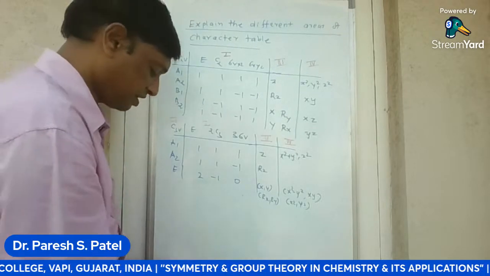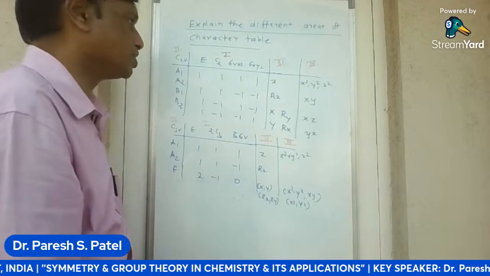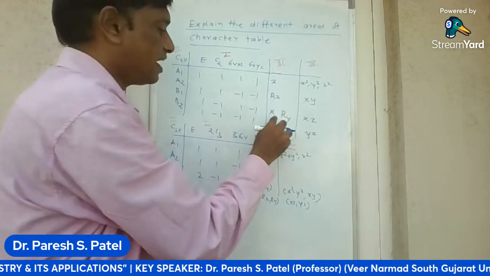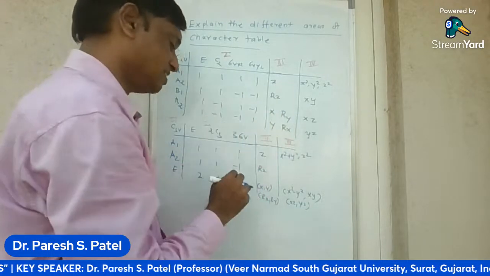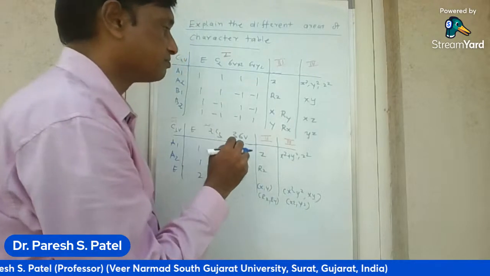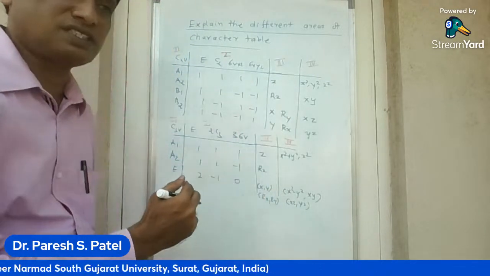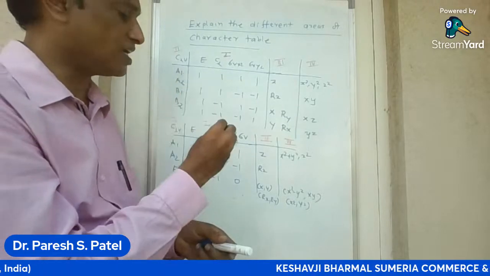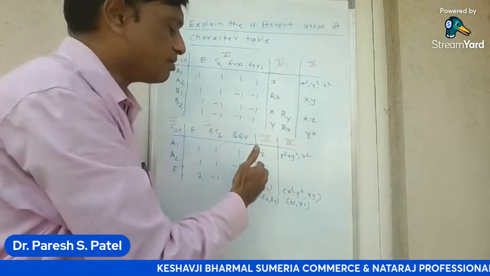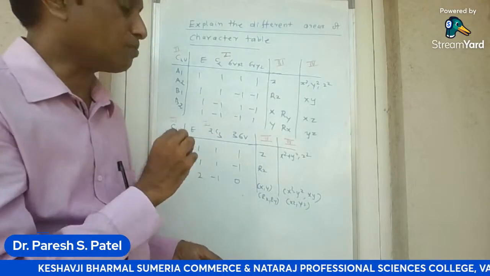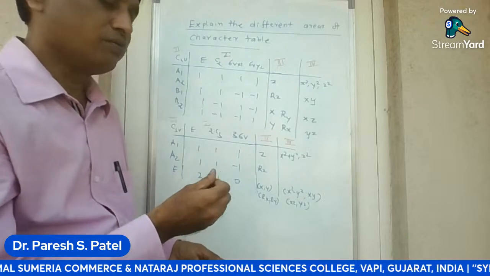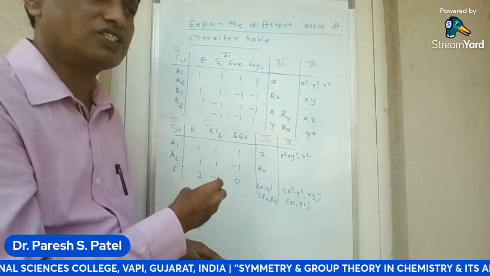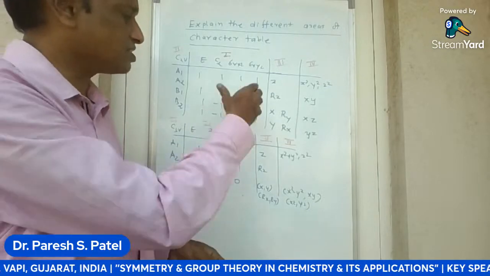So I think this is the explanation of area number 1 and area number 2. Now area number 3, this is nothing but the x, y, z, Rx, Ry, Rz. Area number 3 represents p orbitals, and the rotation along the x-axis, y-axis and z-axis. So area number 3 represents p orbitals, or we can say rotational axes, which can also represent s orbital, p orbital. Anyhow, this is the rotational axis.